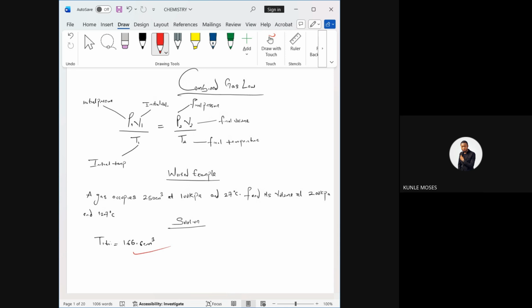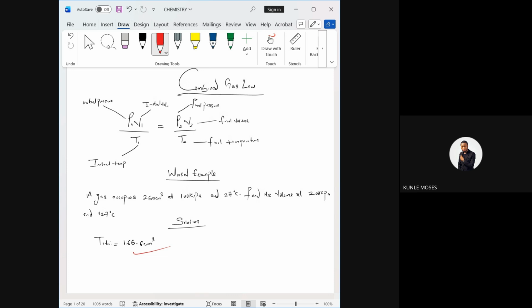Always convert your temperature from centigrade to Kelvin by adding 273. Is that taken? Once you add 273, you've already converted it to Kelvin. Then you can proceed with your formula, and you slot in all the parameters that you have been given. Now let's look at this worked example.